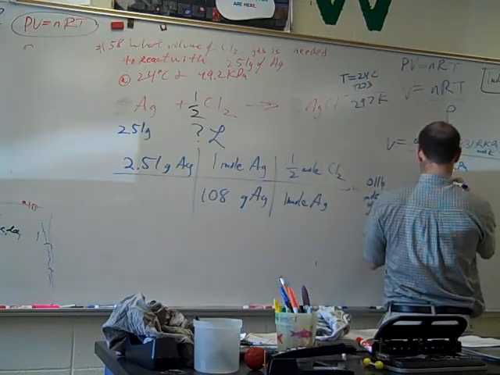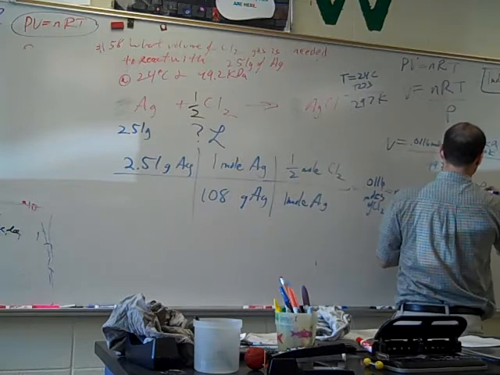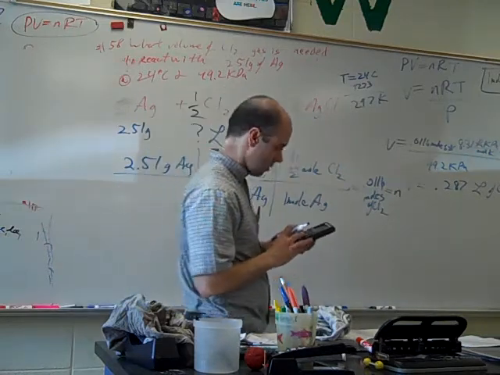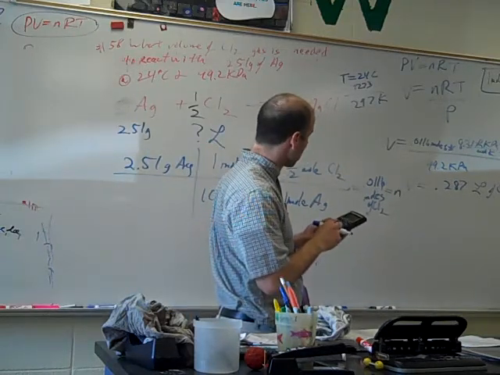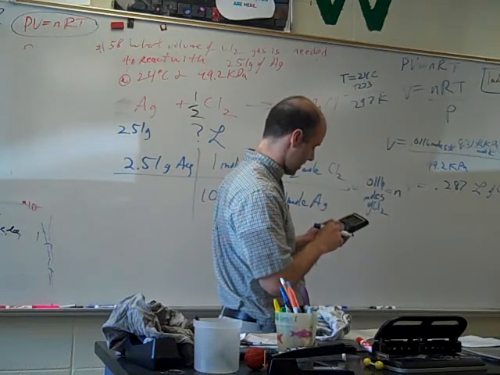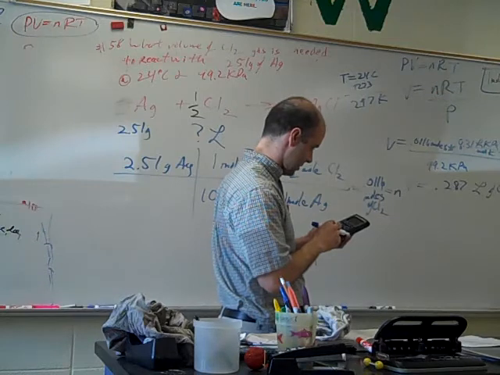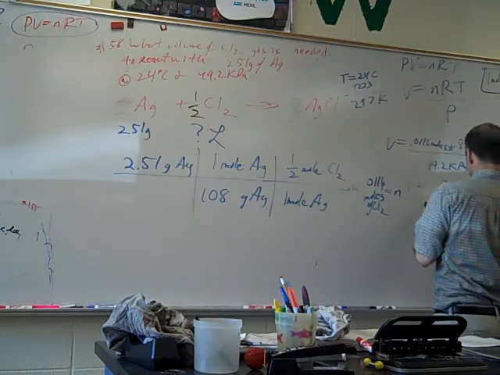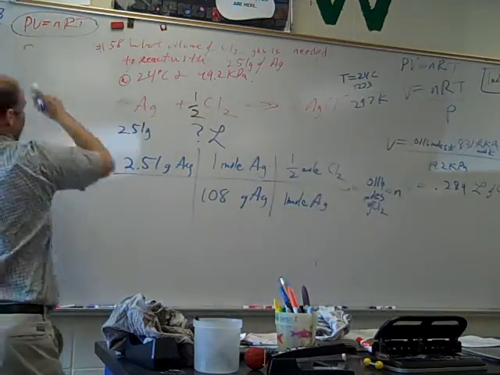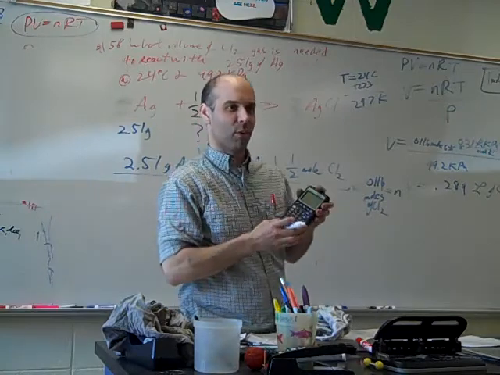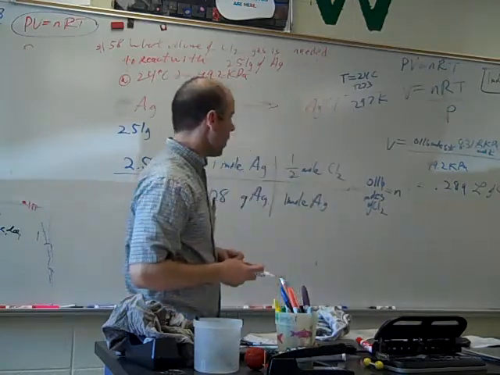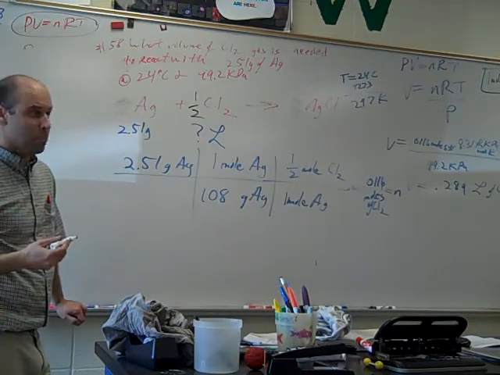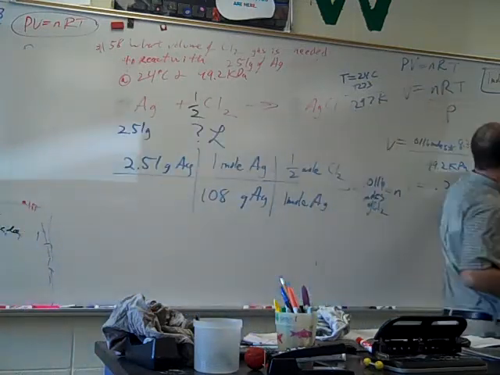And I come up with a volume of 0.287 liters of chlorine gas. You did 0.289? That's what I got. Yes, you're right, with another sig fig over. So, there's my volume. Again, if you were at STP, you could skip using PV equals nRT, or you could just do that.